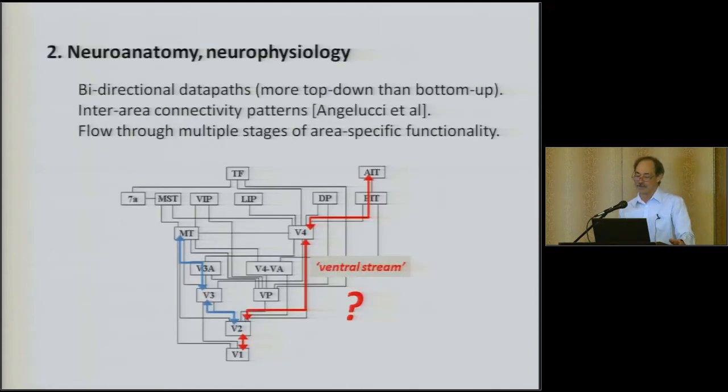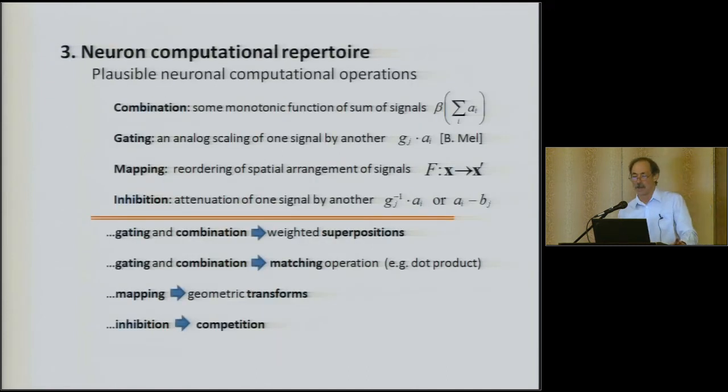The neuroanatomy and neurophysiology, well, we all know it. We have the ventral stream, dorsal stream. The important point from the perspective of what I've done here is that the bidirectional data paths are used extensively. And in fact, there are more top-down than bottom-up pathways. What I will show you has an equal number, but actually subsequent to this presentation, there's development that ends up with more top-down than bottom-up pathways. And there's inter-area connectivity patterns from Angelucci and others, but again, not important at this point. What is important is the computational repertoire of the neuron, because this also translates into what you can do neuromorphically.